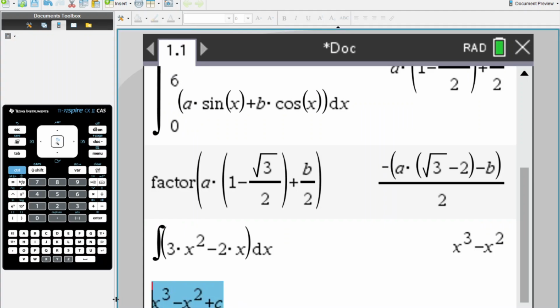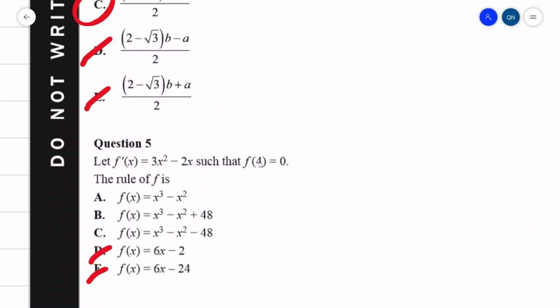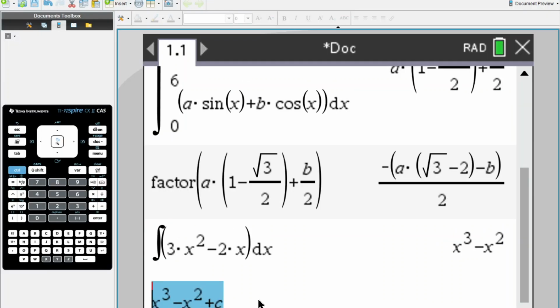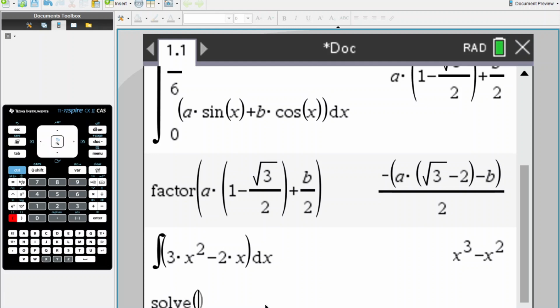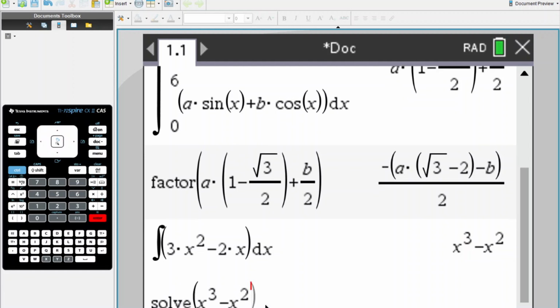What we want to do is find the value of c for which this new function, this antiderivative, passes through the point (4, 0). So how can we do that? Well, we can just use a solve command. I'll type in solve this guy plus c.